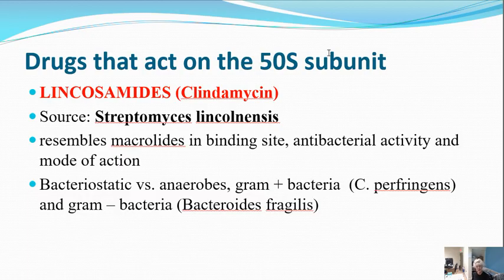Drugs that act on the 50S subunit. We have clindamycin. It resembles a macrolide in the binding site. It has antibacterial activity and mode of action: bacteriostatic versus anaerobes, gram-positive bacteria, Clostridium perfringens, and gram-negative Bacteroides fragilis. Clindamycin is used for skin infections, also like cellulitis. They give it IV.